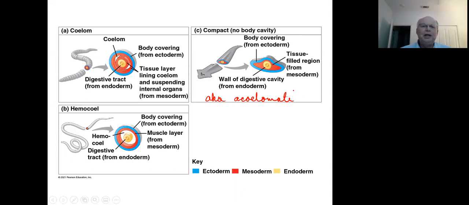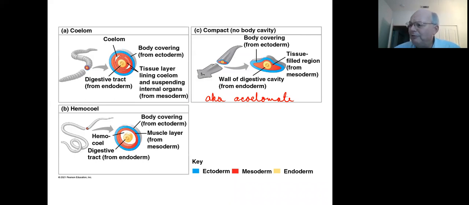And so historically, the acoelomate body plan has been considered to be the most primitive. Remember again, if you've got a digestive tract with a cavity in it, that doesn't count as a body cavity. This is a body cavity that's independent of the digestive tract. So the acoelomate body plan, or as it is now referred to as the compact body plan, was considered to be the most primitive. And so animals with an acoelomate body plan were considered to be more basal than those that had a cavity.